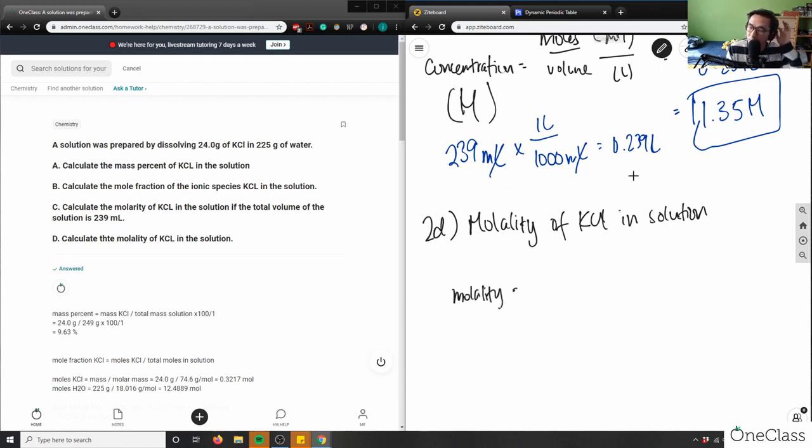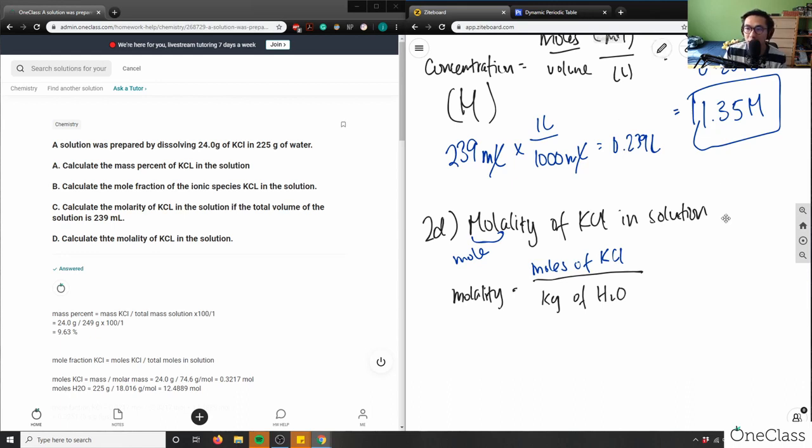Molality equals, we have the moles, obviously, because the word mole is in molality. So it's the moles of KCl, because that's what I need, divided by kilograms. This is a different unit, kilograms of solvent. In this case our solvent is water, so this is kg of water.